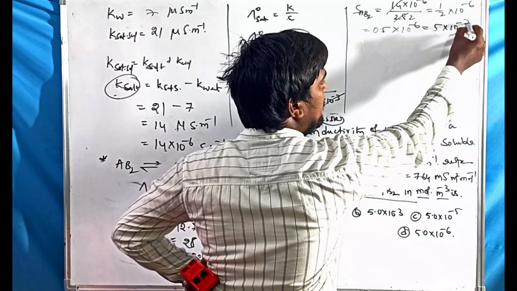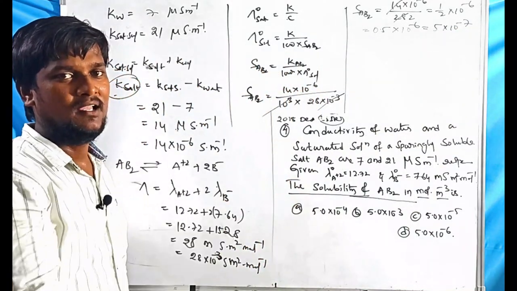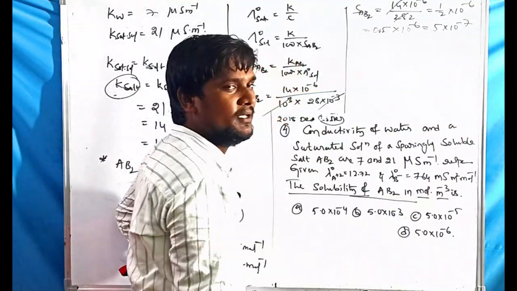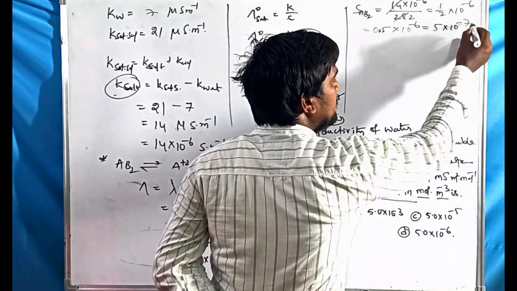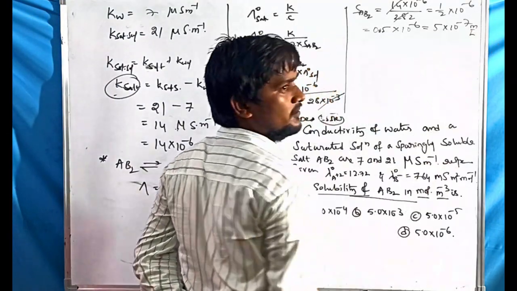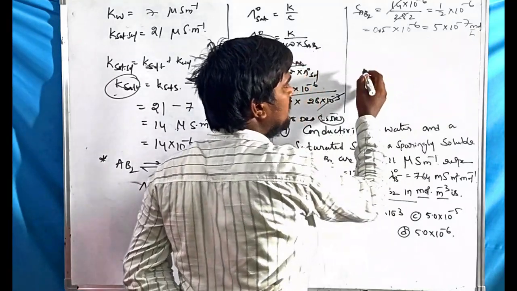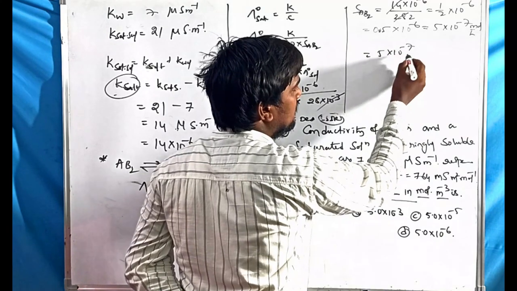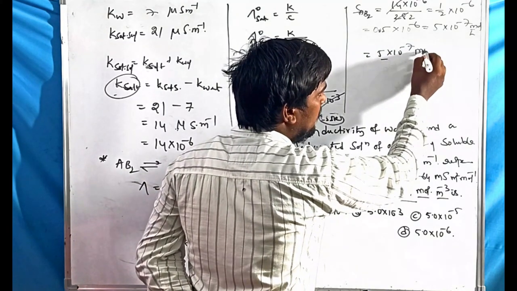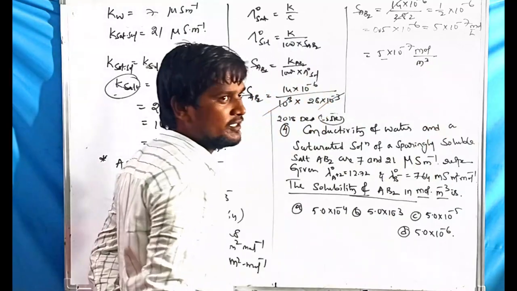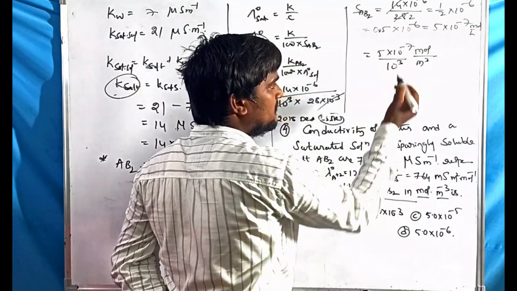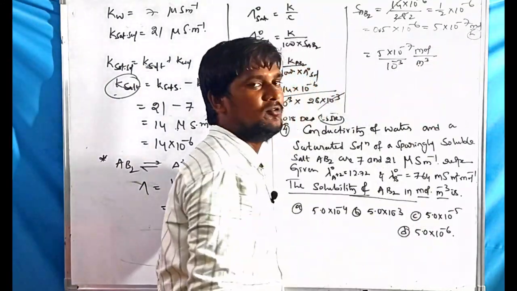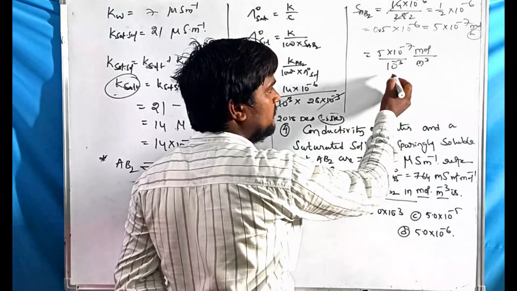Here 5 × 10^-7. 10^-6 times 0.5, we can shift the decimal point to the right side, then the negative power will be increased. So here 5 × 10^-7 mol per liter, this is the concentration. Whenever it is mol per liter, we can convert it into mol per meter cubed. So 5 × 10^-7 mol divided by 10^-3 meter cubed, since liters can convert into meter cubed.